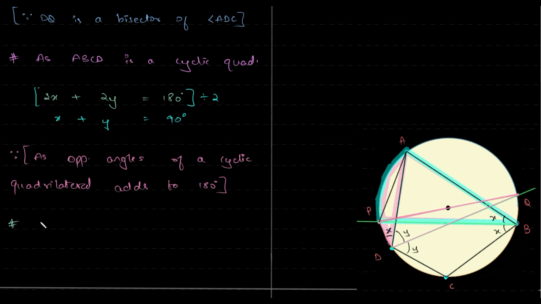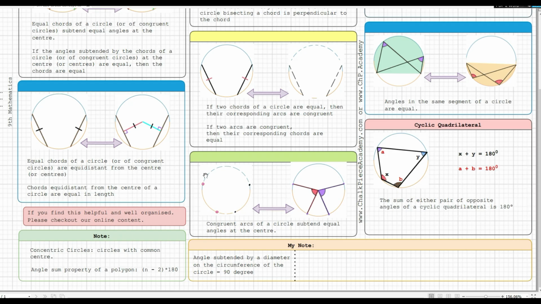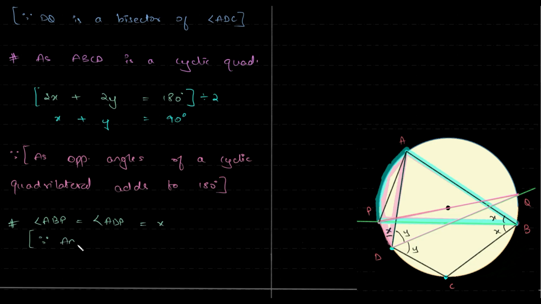Okay. Now, so we have angle ABP equal to angle ADP. Both are equal to x. Why is it so? Because angles in the same segment of the circle are equal.